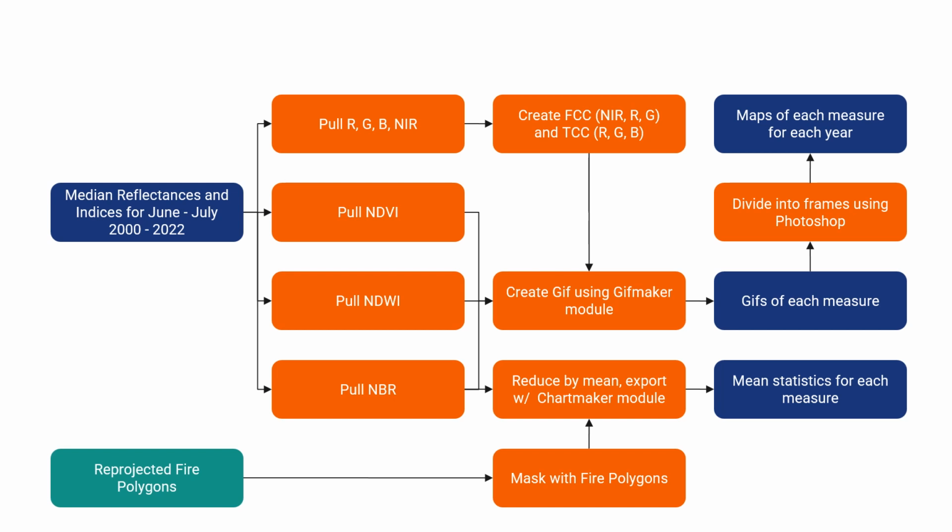So we then pulled all of the relevant bands from this image collection, created GIFs, and extracted the mean data from each of the fire polygons, and then divided up the frames using Photoshop to make individual maps of each measure for each year. And those were our final products for the analysis.